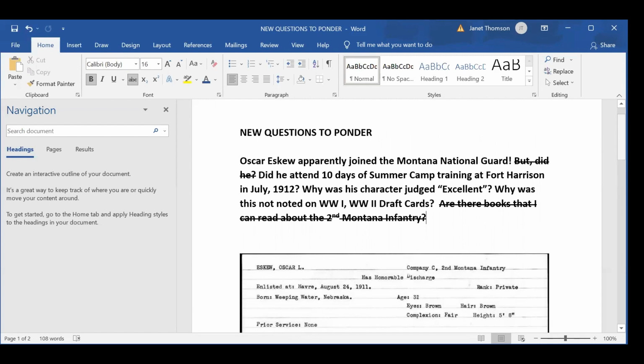And why, Linda, was his character judged excellent? Because he didn't get into any trouble. That's what the military expert says. He got judged excellent because he didn't get into any trouble.